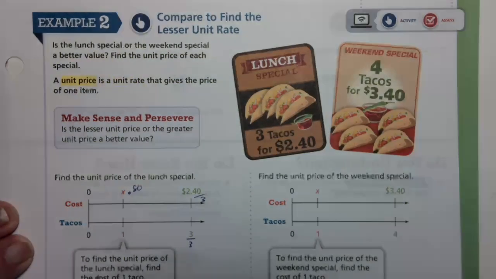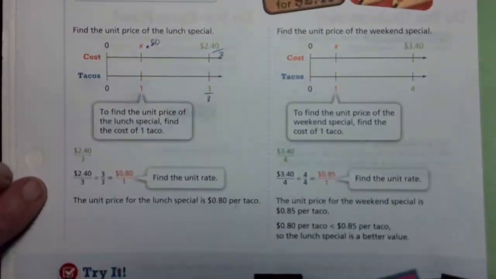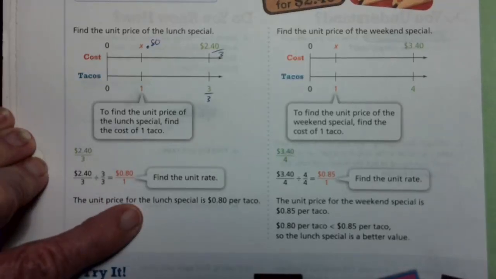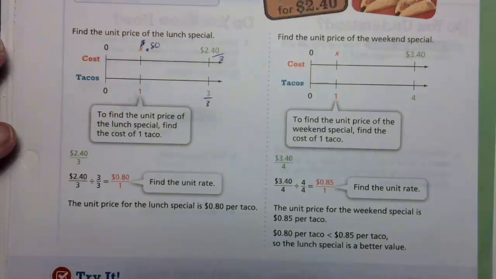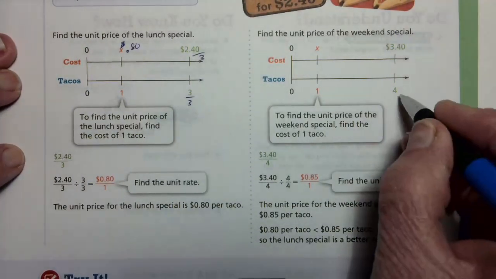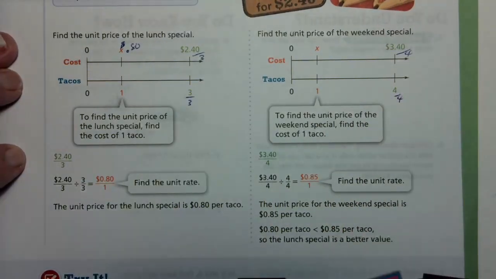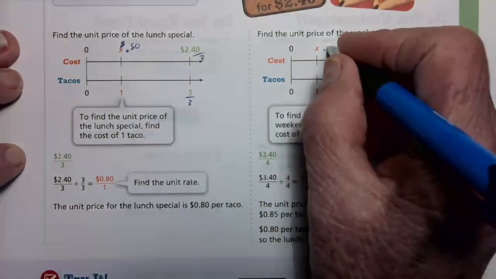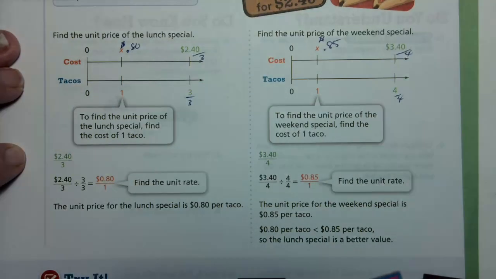So to find the unit price of the lunch special, find the cost of 1 taco, and they did it right down here. They got 80 cents. Okay, I didn't put my dollar mark on that. All right, so let's go over here to this one. 4 tacos is $3.40, so we need to divide this by 4 to turn it into 1. So $3.40 divided by 4 is 85 cents. So this one costs more. Okay, and it shows you that right here.